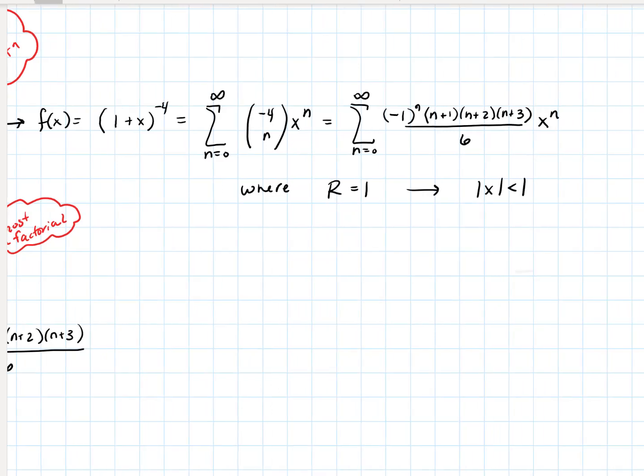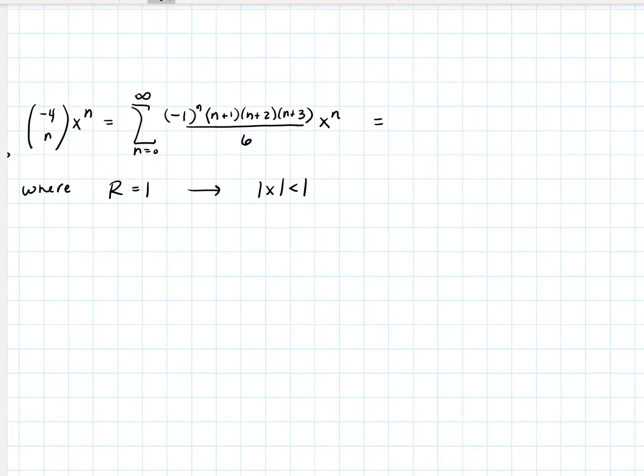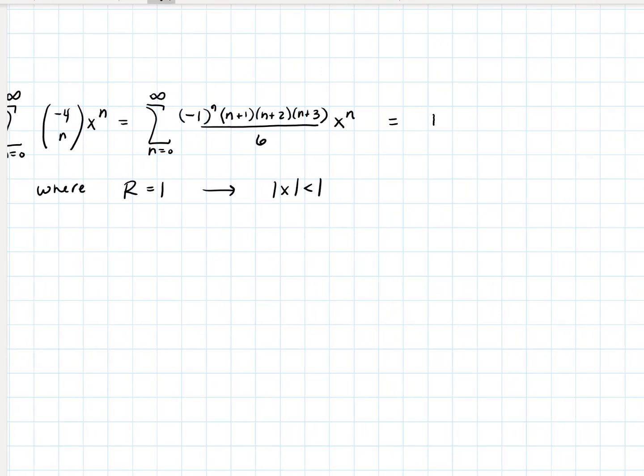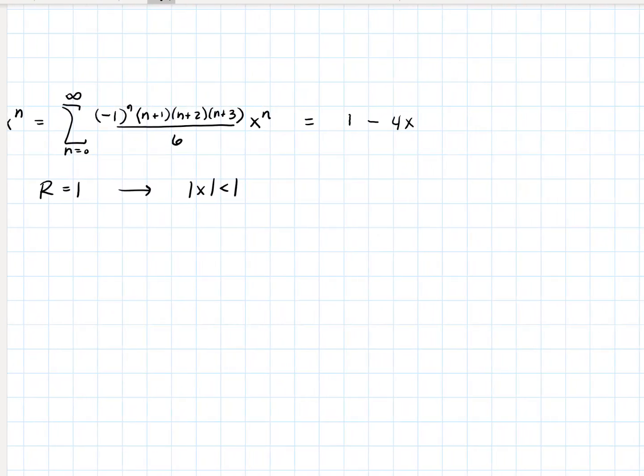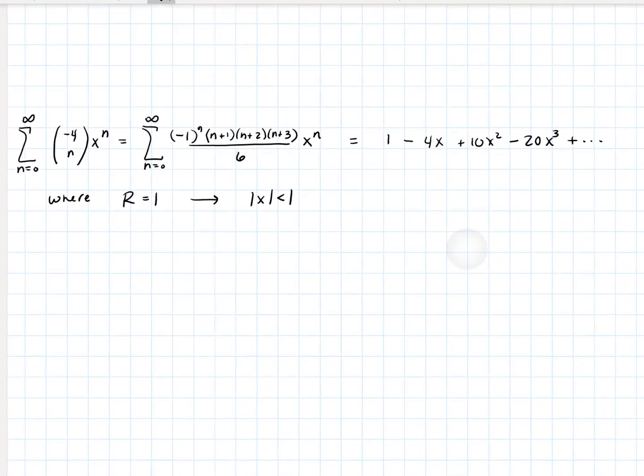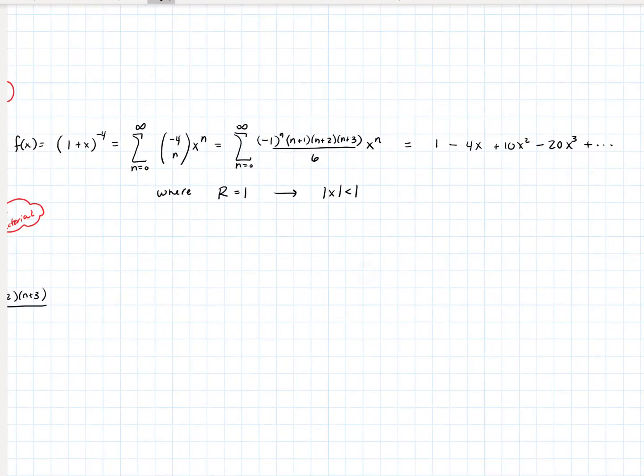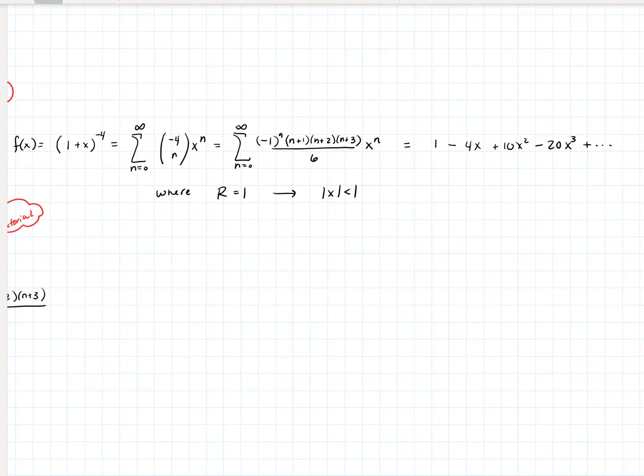We could even take that further and expand this out a little bit and think, well, what's that going to look like? When we plug in 0, we're going to have 1 times x to the 0, so just 1. And then we're going to have -4x, and you can go through the calculations on these, I did it ahead of time, plus 10x squared minus 20x to the third, and so on and so forth as we expand out this power series. So that's what this power series looks like in its expanded form if we write out a couple of terms.